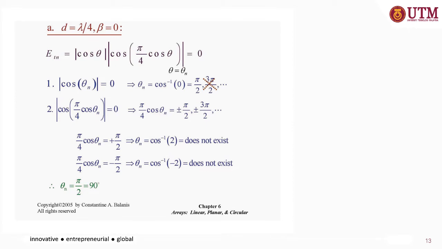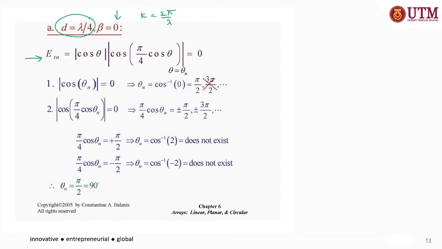So for d equal to lambda over 4, beta equals 0 in this case. So this is the equation. You need to find what kd is. k equals 2 pi over lambda, and d is given as lambda over 4. In this case beta is 0.